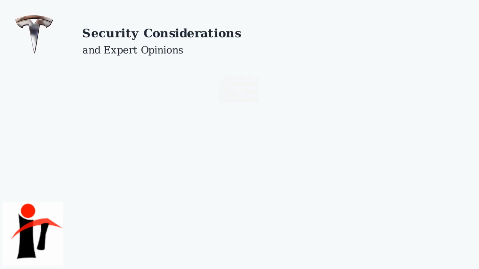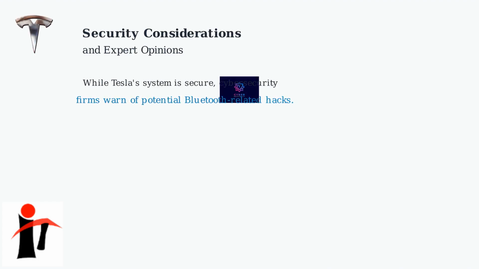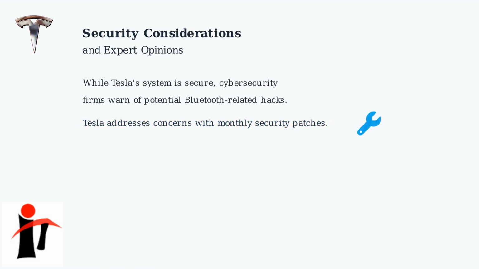While Tesla's phone key system is designed with robust security, cybersecurity experts like those from Kaspersky have noted potential vulnerabilities related to Bluetooth connections. These could theoretically allow unauthorized access if not properly managed. Tesla proactively addresses these concerns through regular monthly security patches delivered via over-the-air updates. These updates enhance encryption, fix vulnerabilities, and maintain the system's integrity without requiring physical intervention.